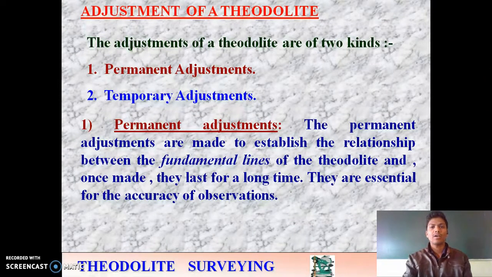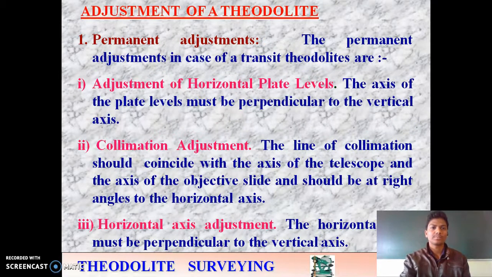Now, adjustment of a theodolite. There are two types of adjustment in the theodolite. First is permanent adjustment, which is made at the time of manufacturing of the theodolite, and second is temporary adjustment. Let's know about permanent adjustment. The permanent adjustments are made to establish the relationship between the fundamental lines of the theodolite, and once made, they last for a long time. They are essential for the accuracy of the observations.